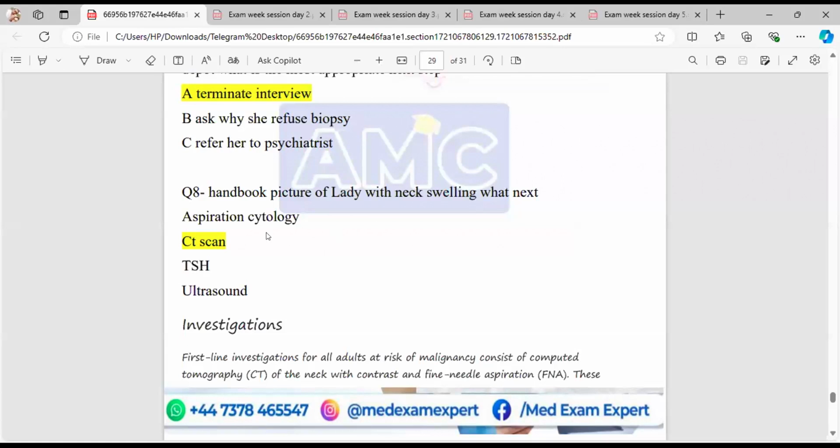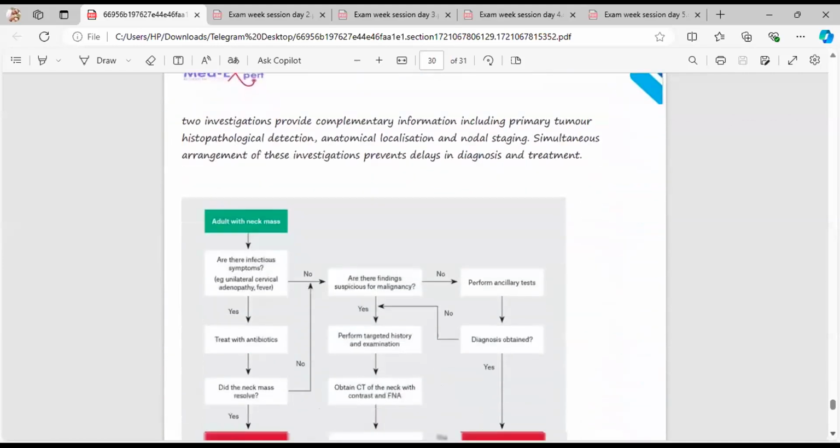If this is the exact handbook question and the question comes with the thyroglossal cyst, then your answer will be ultrasound. But if it is the other swelling, not the exact handbook question, or maybe the swelling is somewhere else, like on the right or left side of the neck, then your answer will be CT. So this is all about it. I think this is the last question.